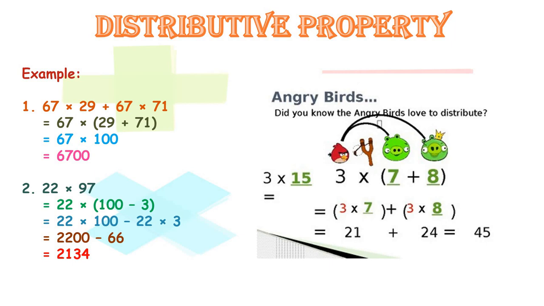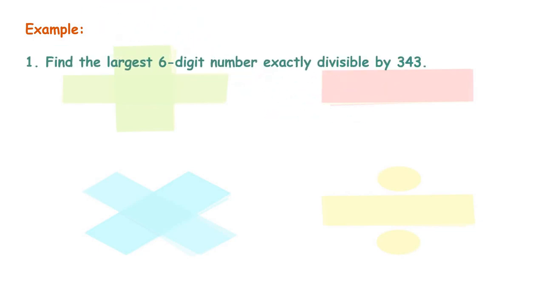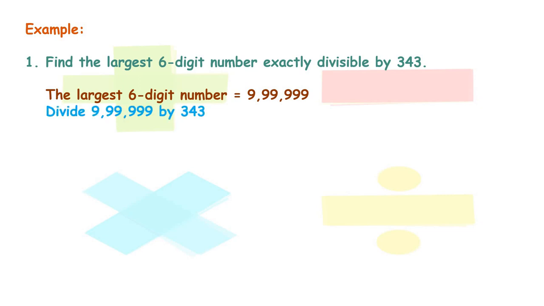Okay, now two questions we will do. Find the largest 6-digit number exactly divisible by 343. Now in this case what we do, we take the largest 6-digit number, which is, what is it? Correct, 9,99,999. And we divide this number by the given number, that is 343.